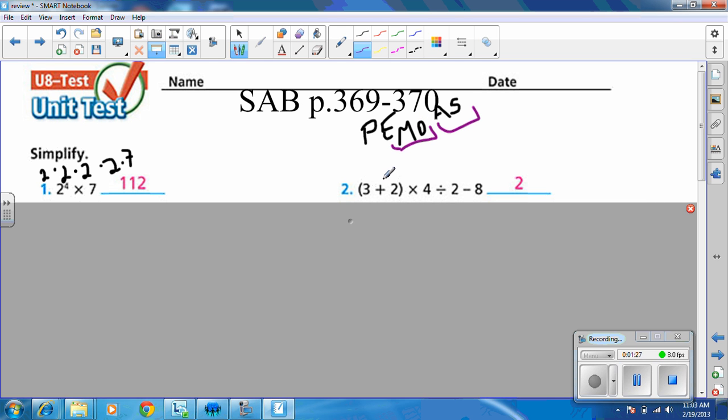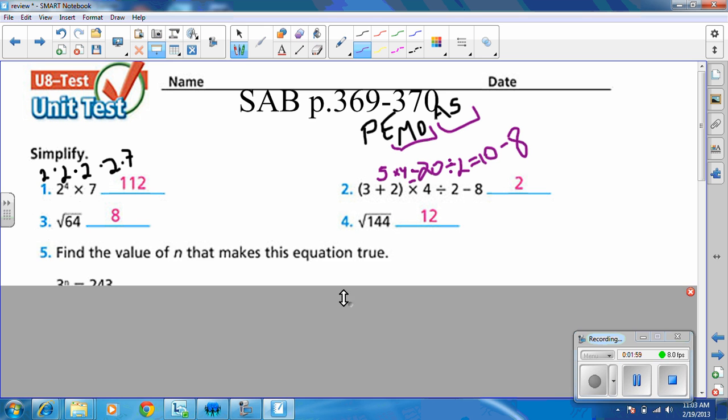Okay, so 3 plus 2 is 5. 5 times 4, right? 5 times 4 is 20. And then 20 divided by 2 is 10. So I'm just working it out. And 10 minus 8 is 2. Okay? So that's just kind of how you solve those.